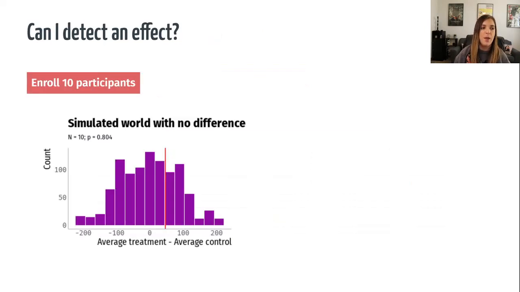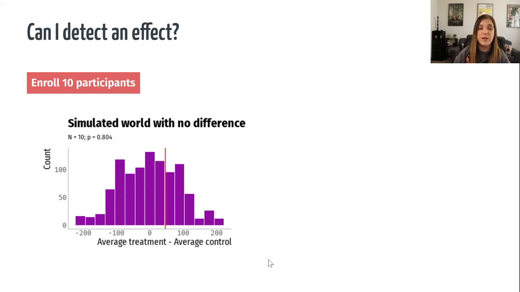Great. What happens if for the same experiment, I only enroll 10 participants? If there's no difference, and this is my null in that case, basically I cannot distinguish whether this is a real effect or not, right? My p-value in this case is 0.8.